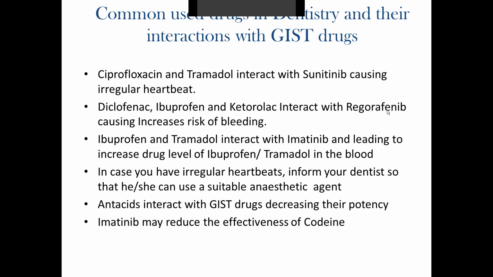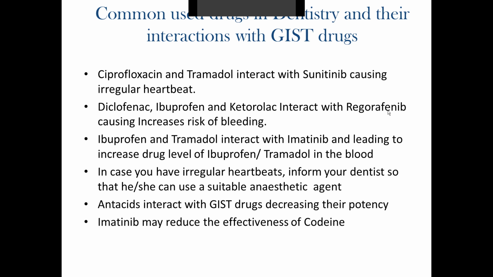Now the next set: diclofenac, ibuprofen and ketorolac, all three of which are painkillers, interact with regorafenib, causing increased risk of bleeding. Be careful if you have to undergo a surgery or a tooth extraction. Watch out for signs of bleeding spots on the skin, bleeding through the surgery site, blood in sputum, stools or urine, and you should report to the doctor as soon as possible.